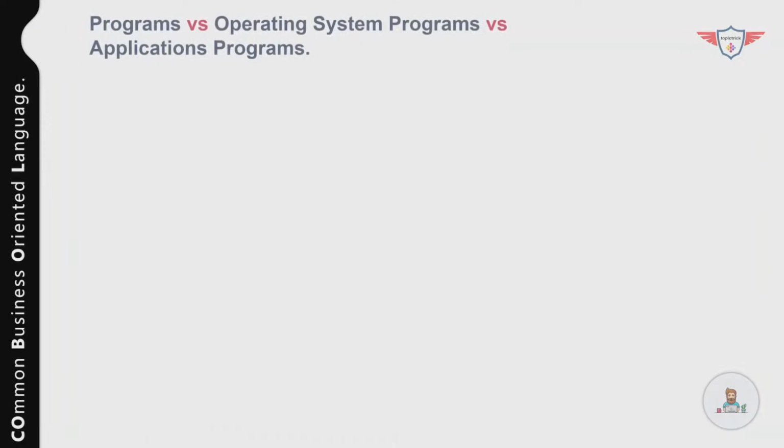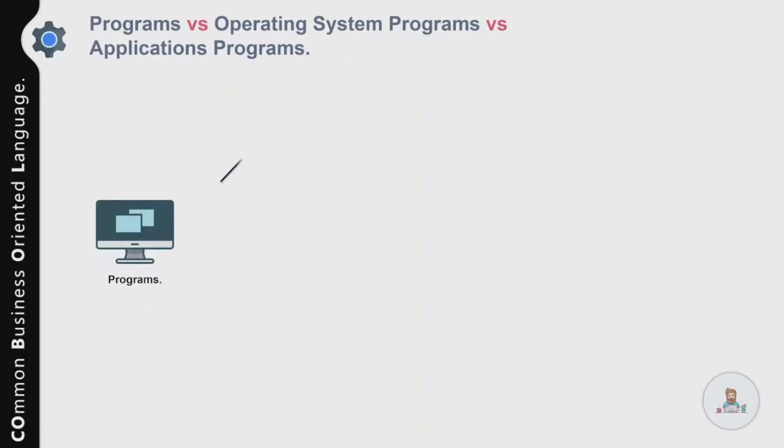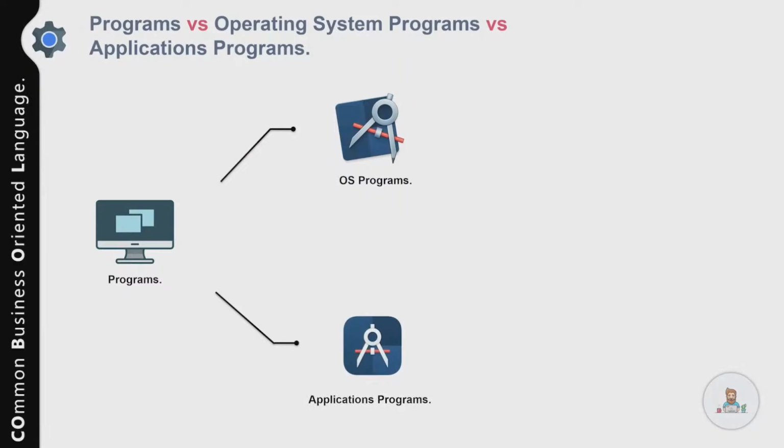Now in the next section, we'll try to understand the basic difference between three important terms. First one is program, second one is operating system program, and third one is application program. We will be using these terms interchangeably throughout this course. So first one is program. A program is a set of instructions that enable a computer to process data.